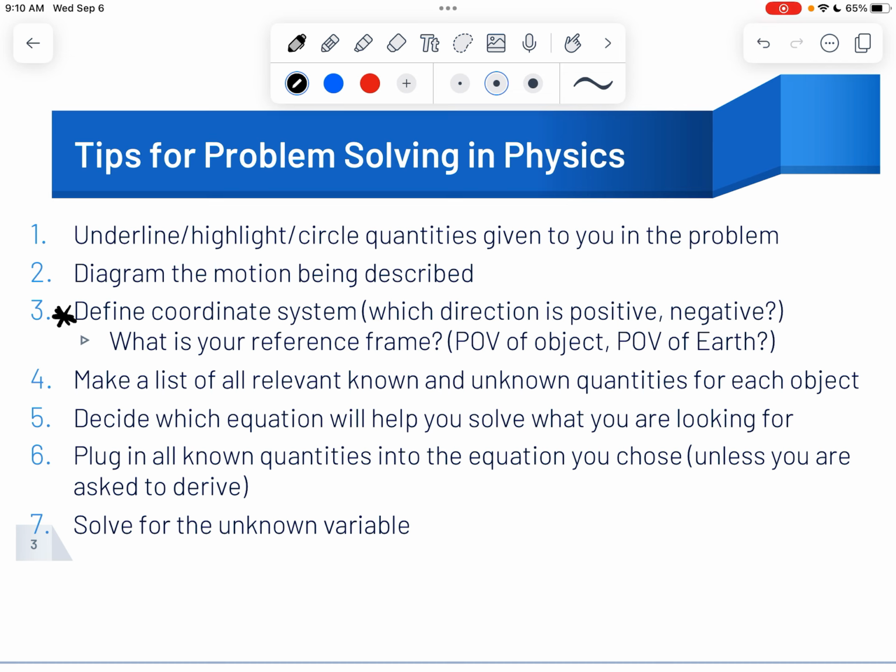And from there, if we are asked to solve for a numerical answer, where we want some sort of number as our final result, we can then plug those values into our equation. If we're going to be deriving something, then again, we'll just keep everything in terms of the variables given to us.